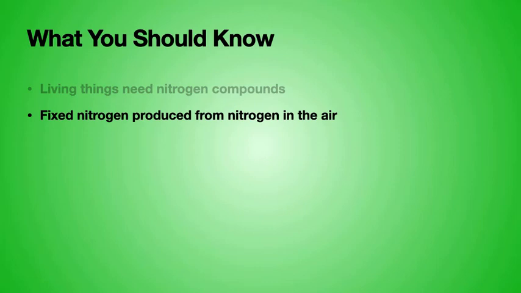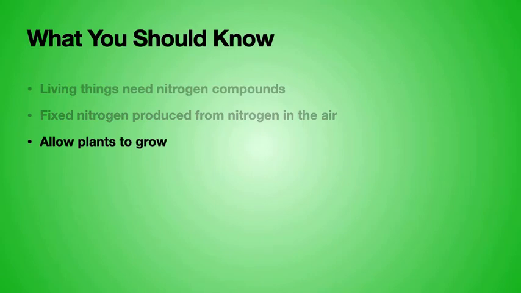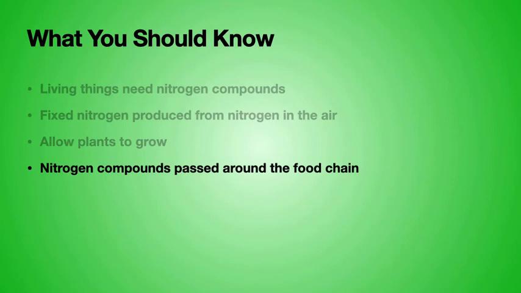It's produced from nitrogen in the air by bacteria in the soil and in the roots of some plants like peas, beans and clover, but also by lightning in the air causing nitrogen and oxygen to react. So these nitrates allow plants to grow and result in nitrogen compounds being passed around the food chain.